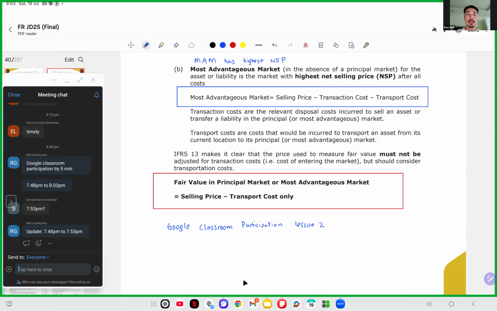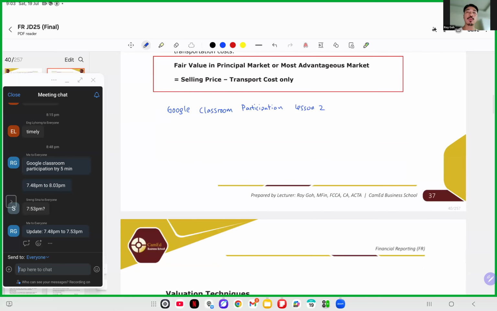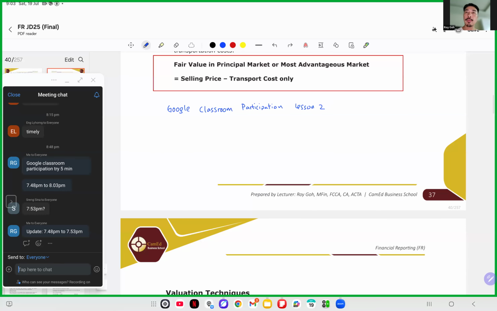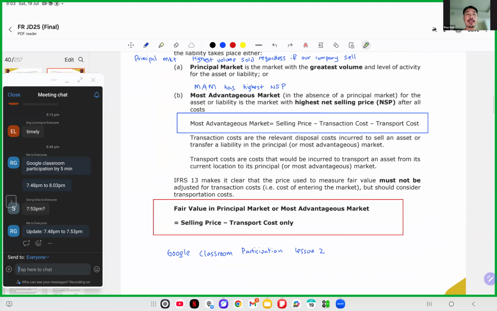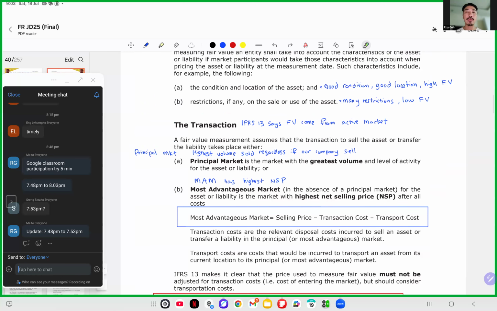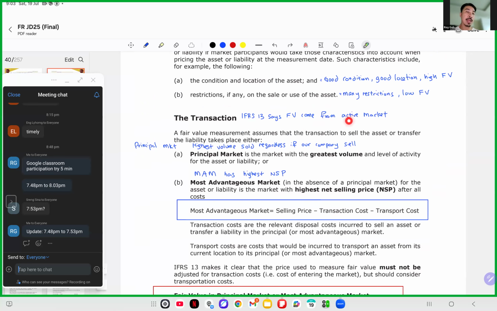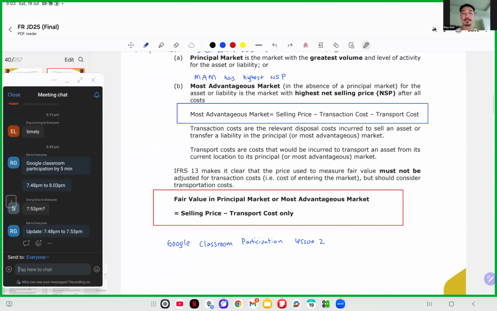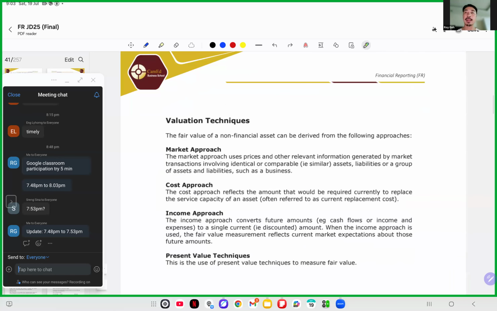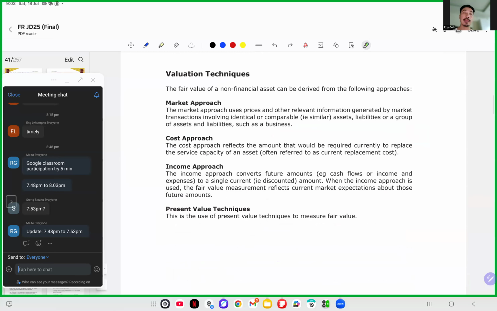So this is when you look at your lesson 2.1 for this fair value measurement. If there's any question, you stop me. So why am I learning this? Because the fair value comes from the active market. And this is your active market. Most advantageous market, principal market. Turn to page number 38.